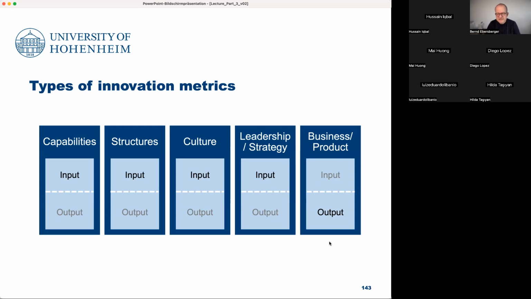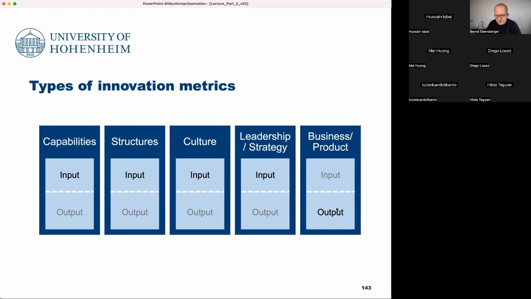The problem is that it takes sometimes years for measures that you have taken, for initiatives that you have implemented, to finally realize a change in the innovation output. But of course, at the end of the day, we're interested in innovation output, because innovation input as such does not buy us competitiveness. Innovation output does.